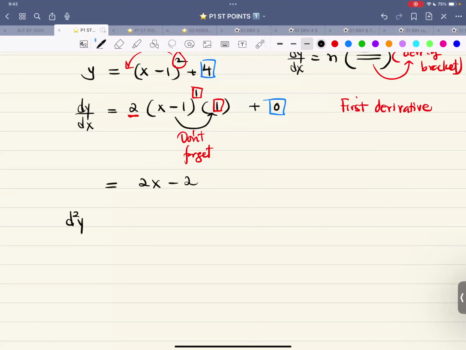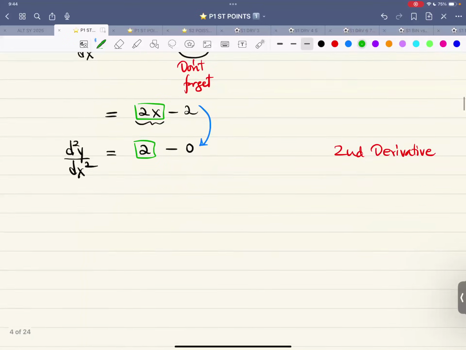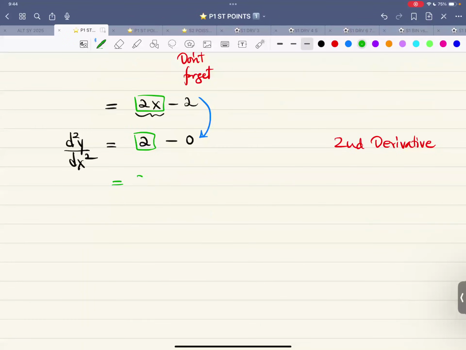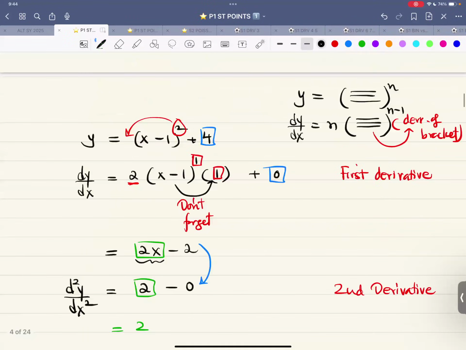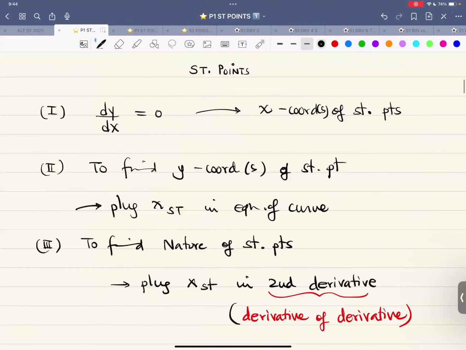Second derivative, d square y over dx square, that is how we write it. This is called derivative of derivative, which is second derivative. Over here, the derivative of 2x is 2, the derivative of 2 is 0. So this is a positive value, 2. Now let's apply all the 3 steps.